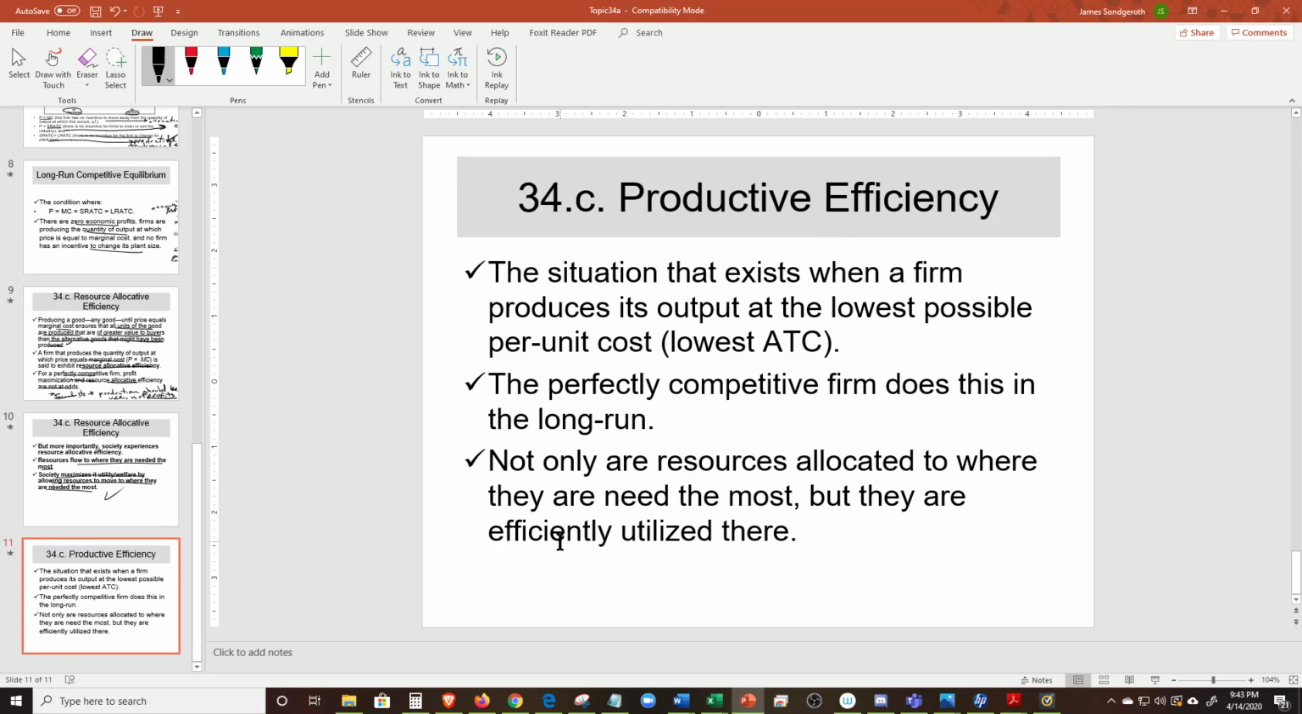And then productive efficiency. This is a situation that exists when a firm produces its output at the lowest possible per unit cost. And there you go, at the lowest ATC. The perfectly competitive firm does this in the long run. Not only are resources allocated to where they are needed the most, but they are efficiently utilized there. Oh, what a beautiful little story.